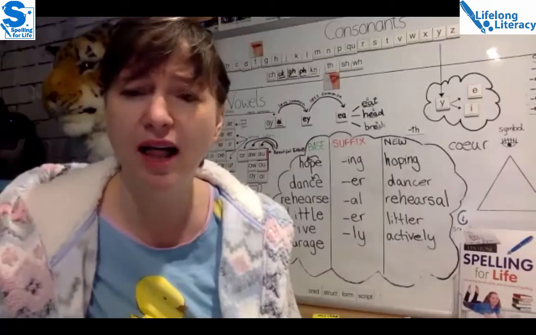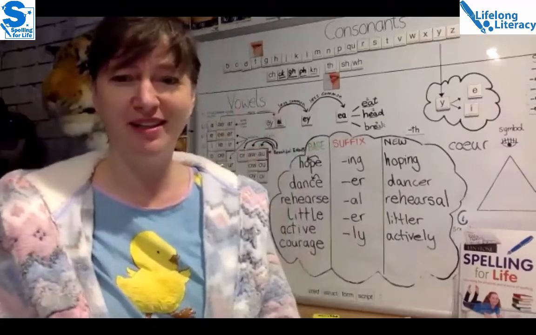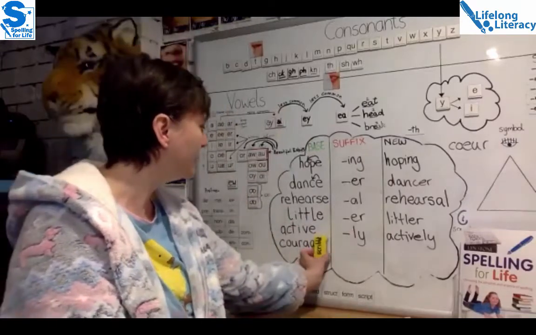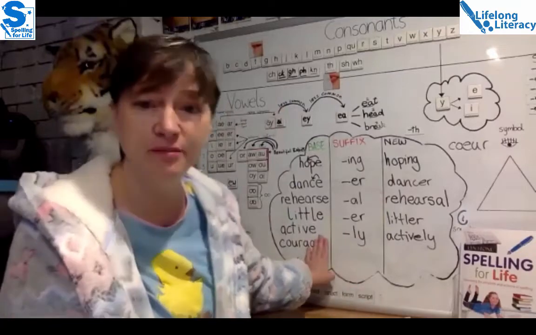I'll have to look that up, Lucy. Etym Online will tell you straight away. G train, says Archer. Yes, the E is making the G say J. If we didn't have that there, it would be courage with a hard G, right?